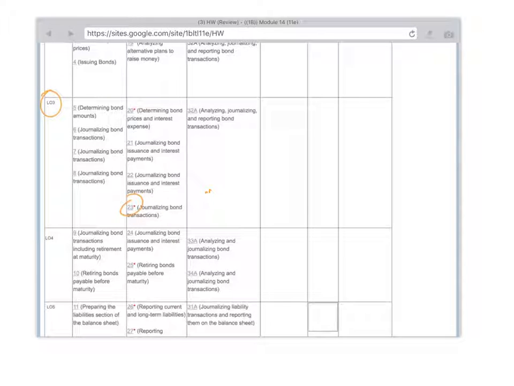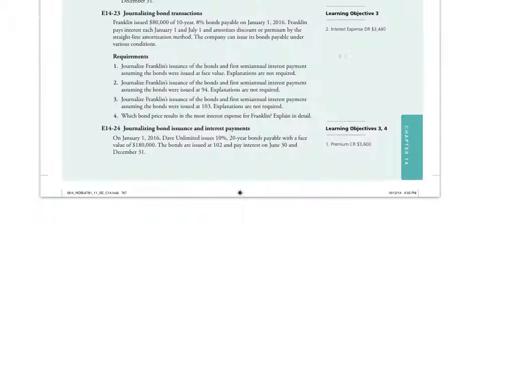And in our case, for this video, again, we're doing LO3, and it will be, in this case, specifically exercise 23. And so if I move on to the given information for the problem, E14-23 is in the back of the chapter in your textbook. In this problem, Franklin, the company, issued $80,000 of 10-year 8% bonds on the 1st of January 2016.